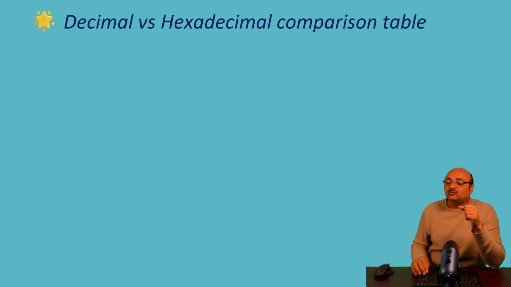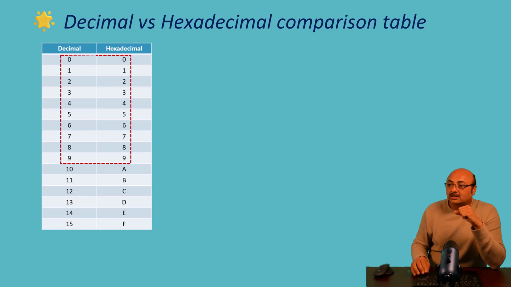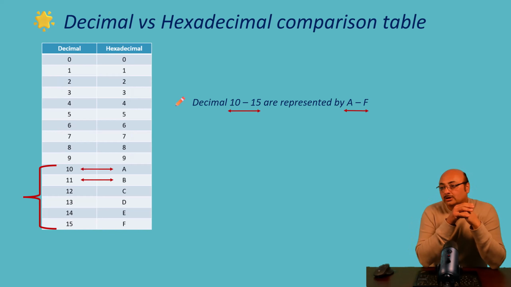Now, if I represent this in a tabular format, showing decimal 0 to 15 mapping to their corresponding hexadecimal values, we can observe that the first 10, that are 0 to 9, have exact one-on-one mapping. Nothing changes. They are exactly the same. It is the numbers 10 to 15 that become interesting and get mapped to A to F. So 10 maps to A, 11 to B, 12 to C, 13 to D, 14 to E, and 15 to F.